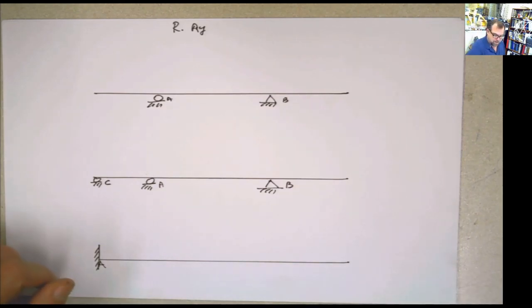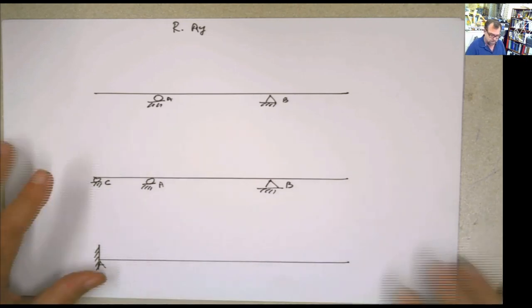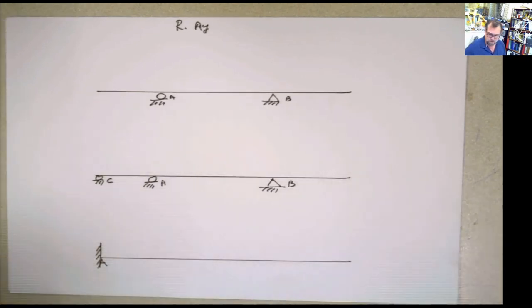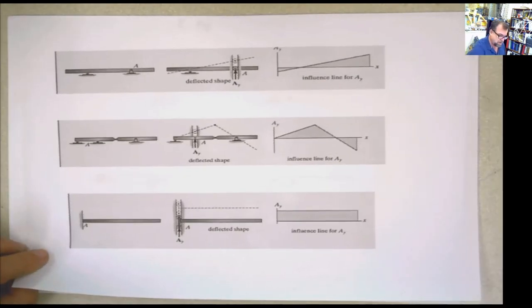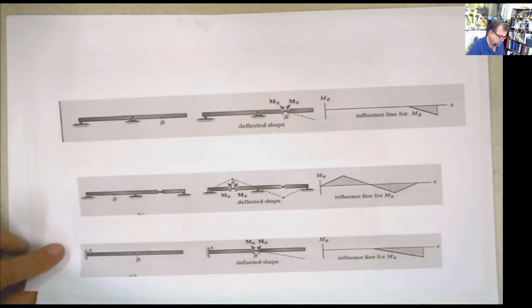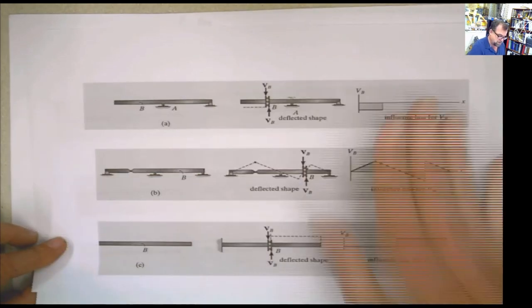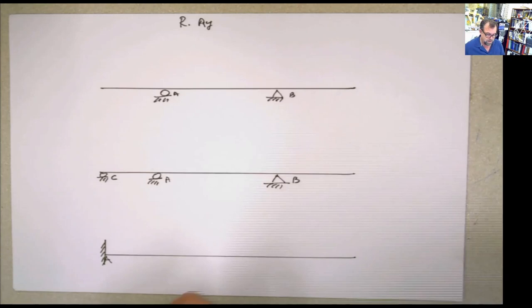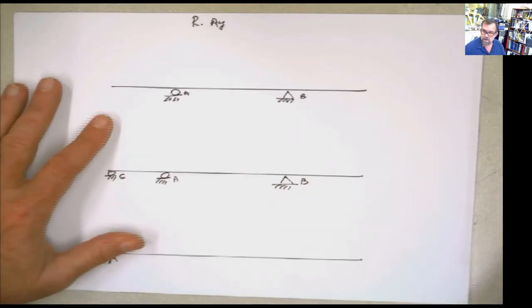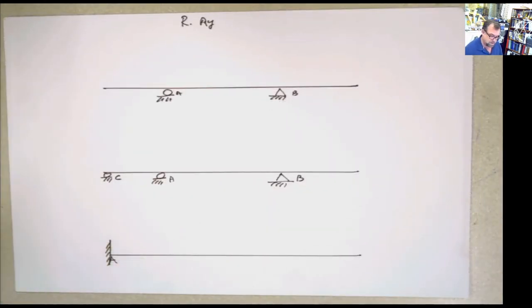Hi again, guys. This is just a quick demonstration of the Muller Breslau approach for calculating shear, moment, and reaction. Basically, I'm going to use examples from one of the books that are already explained in the book, but I'm going to do it now step by step, with these manipulatives that I have here, so you can see how easy it is.